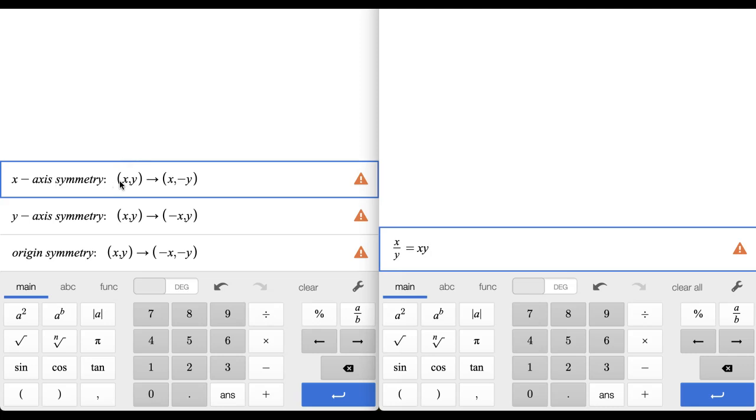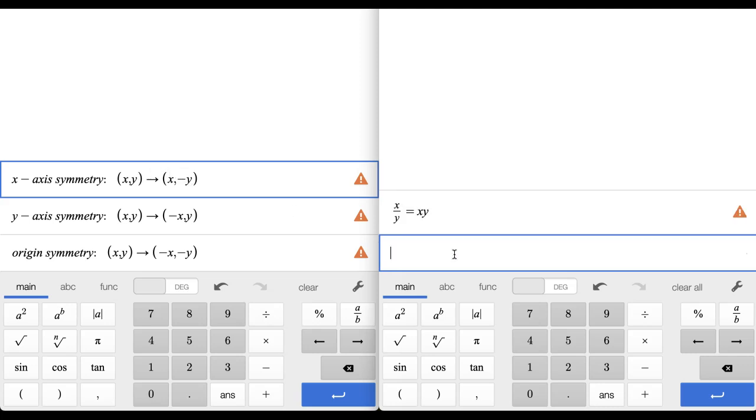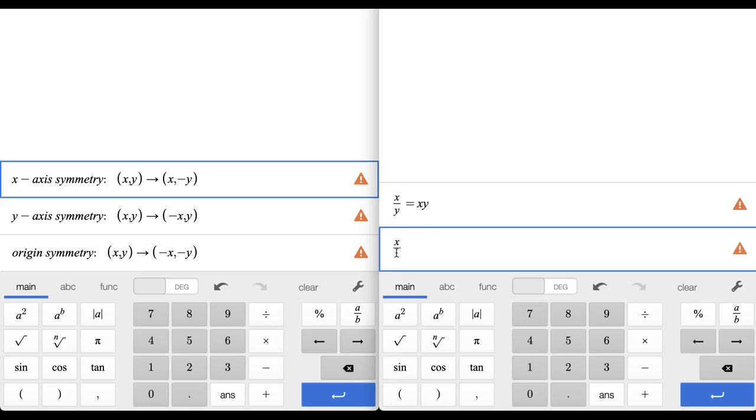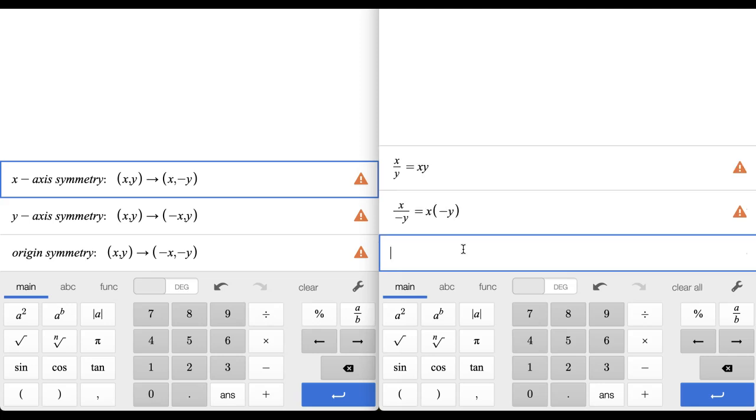If we're testing for x-axis symmetry, the rule is any xy pair should also have x and negative y pairs. So I'm going to replace the y values with negative y. I'm going to change this y into negative y, and then also this y into negative y, right? So instead of x over y equals xy, it's x divided by negative y equals x times negative y. There are some of these equations that you can simplify now.